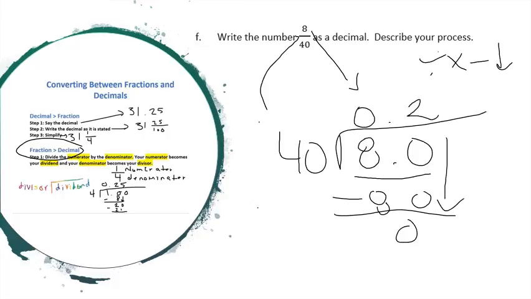You're done. All right, so our answer is 0.2, but you remember I don't like when you say point 2, so say it without saying point. Say the number and what place value it's in. The answer is 2/10.